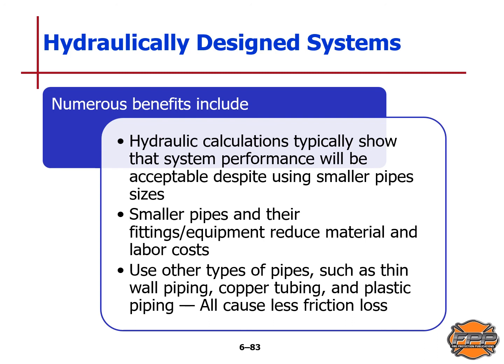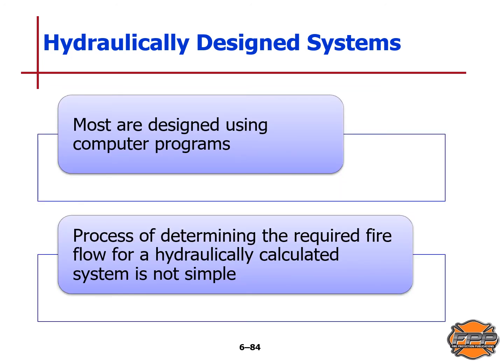And there are other types of pipes, such as thin wall piping, copper tubing, and plastic piping, that can be utilized, and all of these cause less friction loss. Most hydraulically designed systems are designed using computer programs. This involves the process of determining the required fire flow for a hydraulically calculated system. It's not simple, and that's why we use computers to help us design these hydraulically designed systems for different facilities.